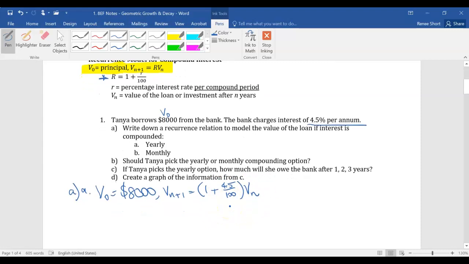Now, we can actually simplify that bracket there. So remember, if we've got 4.5 over 100, that can actually be written as 0.045. So we could actually write this here as Vn+1 = 1.045 Vn, which is definitely a lot nicer to look at. And what that's doing is, because that number is greater than 1, we can see that it is slightly increasing the value each time we're compounding the interest there.